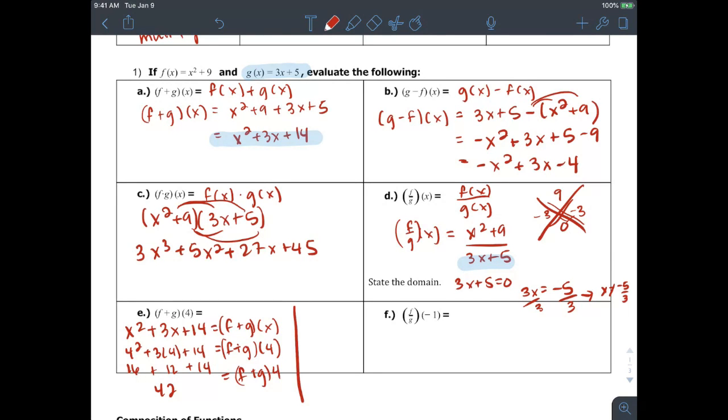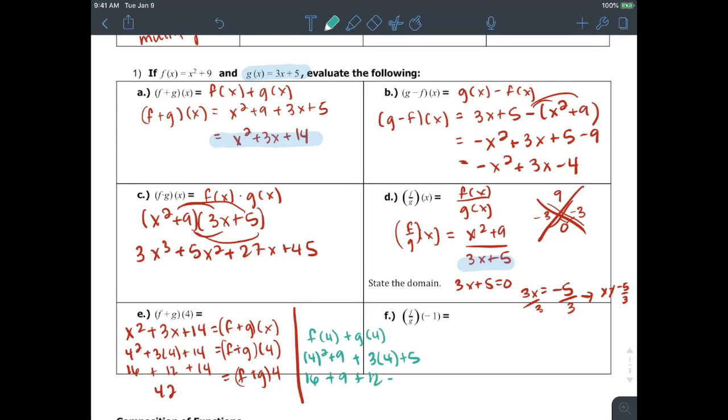Okay, alternatively, you can plug in f of 4 plus g of 4. So f is x squared plus 9. So that would be 4 squared plus 9 plus 3 times 4 plus 5. And I see I get 16 plus 9 plus 12. A lot of these numbers are familiar. Plus 5, which gives me 42. So either is right.